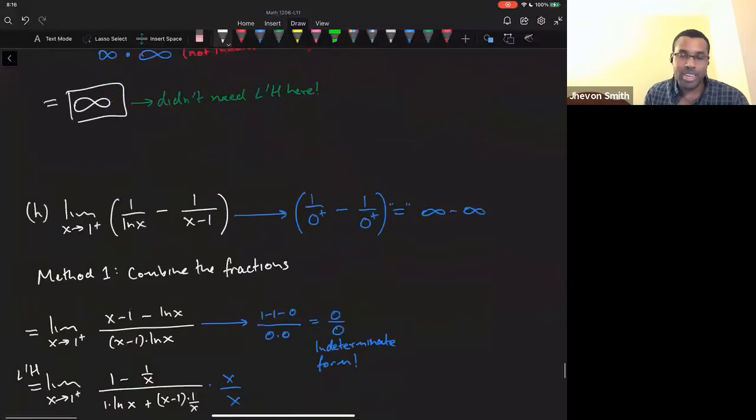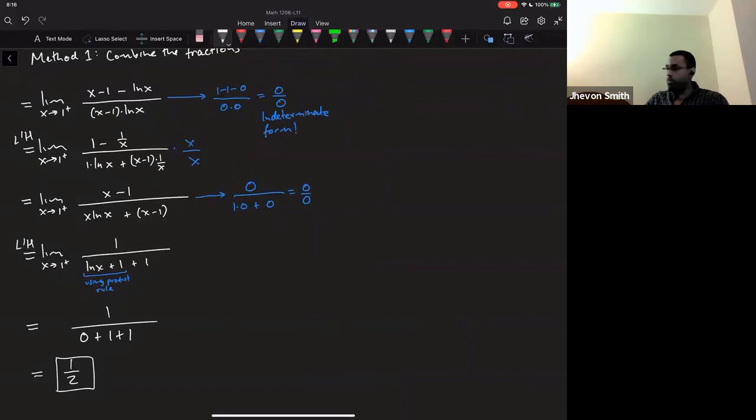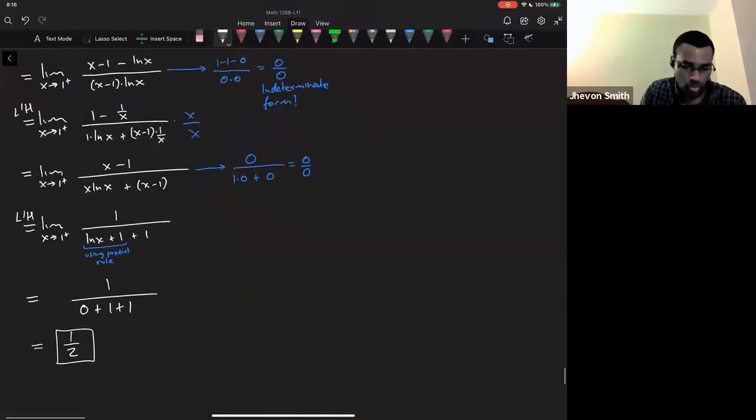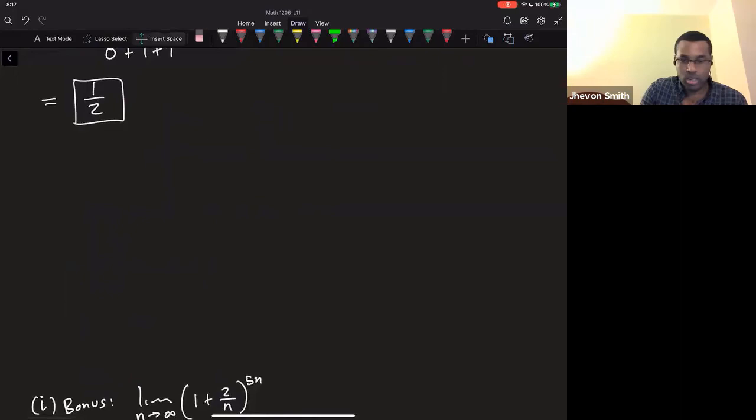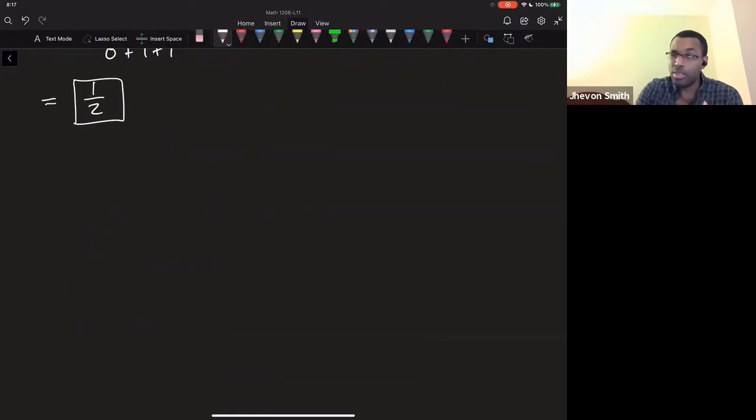So that's one thing we could do. Combine the fractions, get one big fraction, hit it with L'Hopital's. And in this case, we had to hit it twice. I guess another trick we could do. So if I see a subtraction of infinities, I would think like the factoring trick. If I see a subtraction of infinities, but they're already fractions, I would probably combine it into one big fraction.